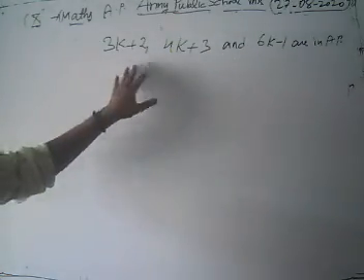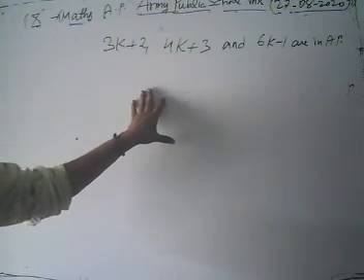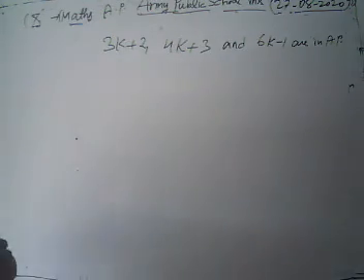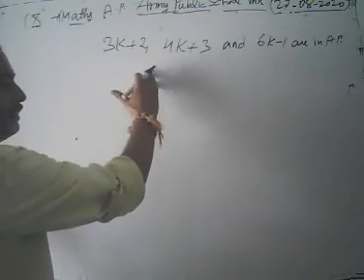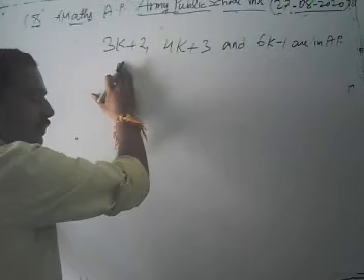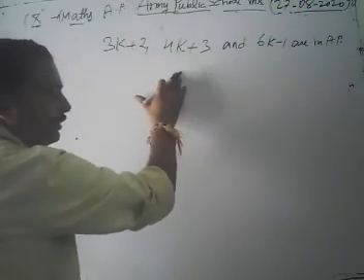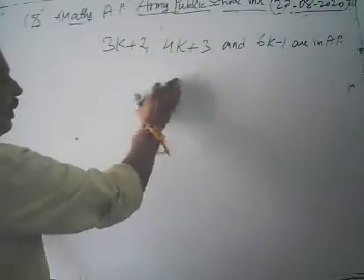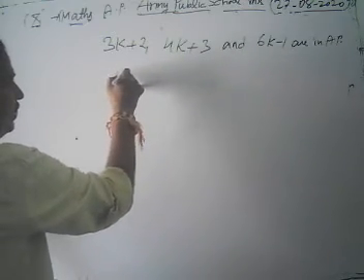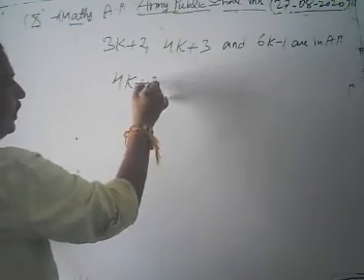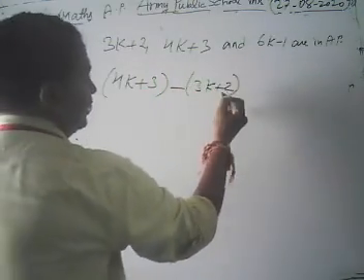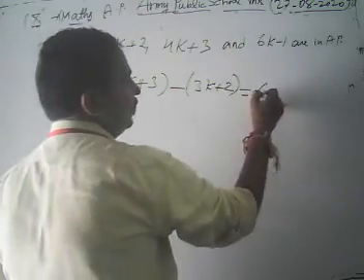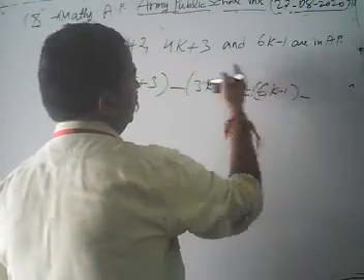Look, if these three numbers are in AP, what is the property of AP? The common difference, meaning the difference of the second term and the first term, is equal to the difference of the third term and the second term. So we use this property of arithmetic progression. The difference of 4k plus 3 and 3k plus 2 must be equal to the difference of 6k minus 1 and 4k plus 3.